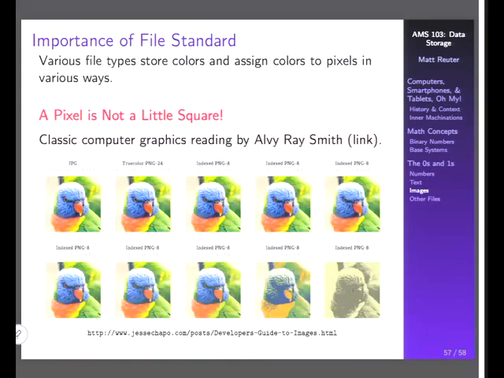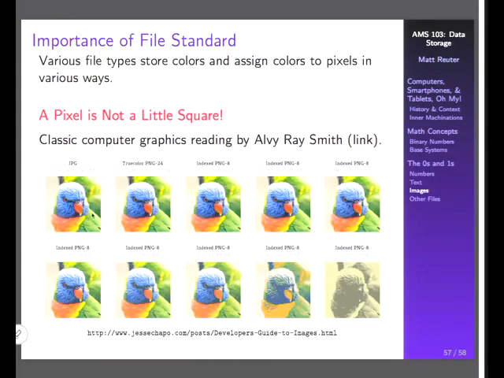And so if you're curious a little bit more about this and why we have all of these different standards, there's a classic article in the computer graphics community by Alvy Ray Smith. There's a link here, and it's pretty easy to read, basically going on and emphatically asserting that a pixel is not just a little square. And so what you can see here is the same image. We've got, I'm guessing, a parakeet of some sort. If anyone's a bird fan, you'll correct me later.